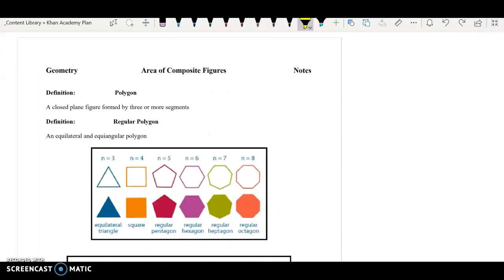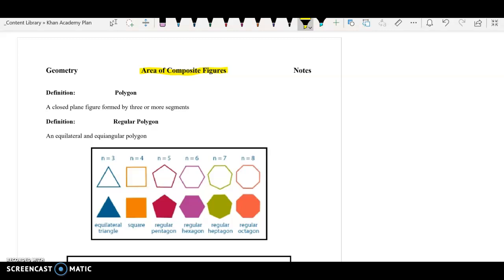All right, so we are going to talk about area of polygons today, and we are going to focus on it as composite figures. There is a different route to go, but we feel like this is the best way to introduce this. So the first thing we need to talk about is what a polygon is.